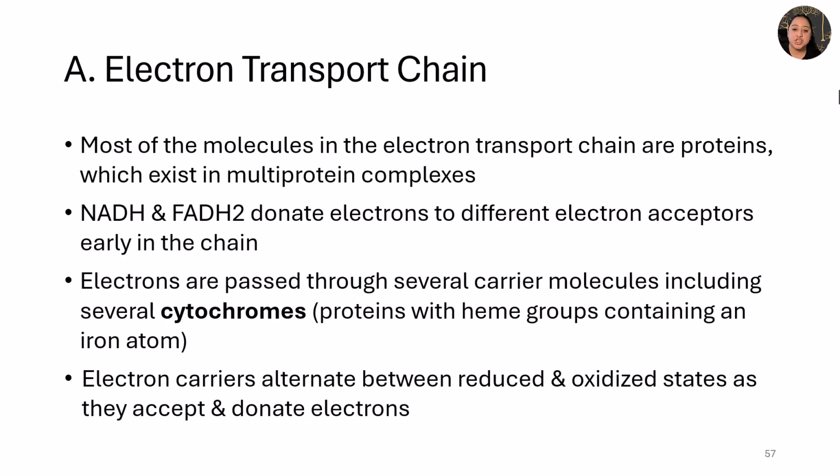And then the electrons are passed through several carrier molecules, including these molecules called cytochromes. These are proteins that have heme groups containing an atom that is iron. And so these electron carriers in all these different steps alternate between reduced and oxidized as they accept and then donate electrons. So they're kind of playing like hot potato with all these electrons.